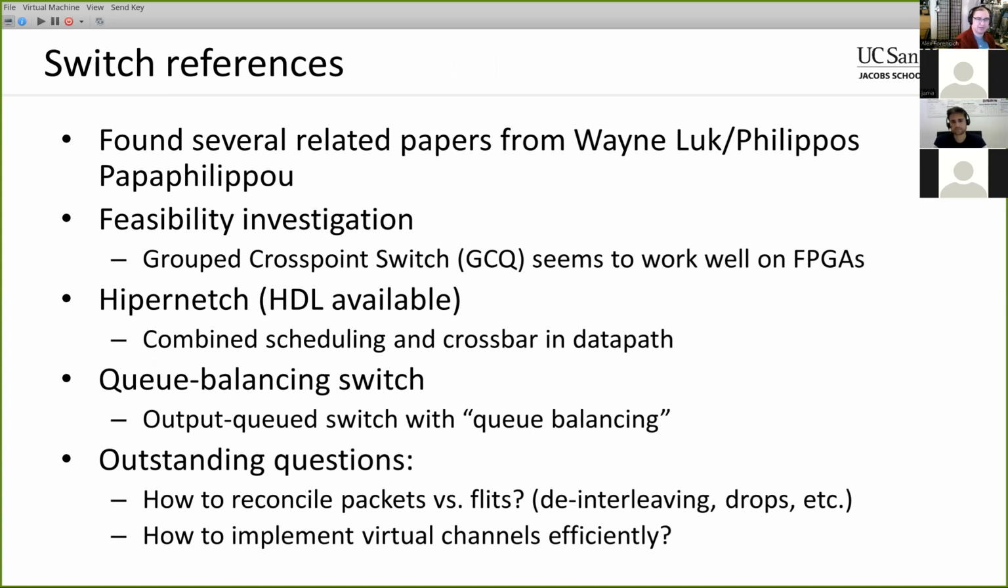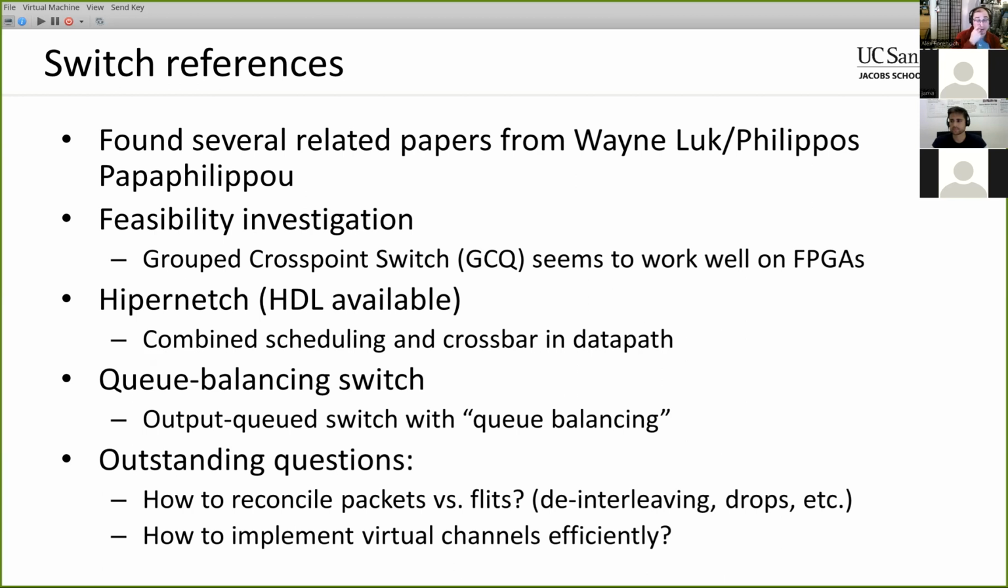and a couple of them also had Papaphilippou. The first one is a feasibility investigation of various switch designs on FPGAs. They looked at a couple of different ones, and the conclusion of that paper is that the grouped crosspoint switch seems to work pretty well on FPGAs. The grouped crosspoint switch is a hierarchical design where you have several smaller sub switches put together to form the full crossbar, and each internal sub switch has some buffering capability. That means you don't have all the buffers at the input or at the output. You have some inside the switch fabric, which makes the scalability a little bit better.